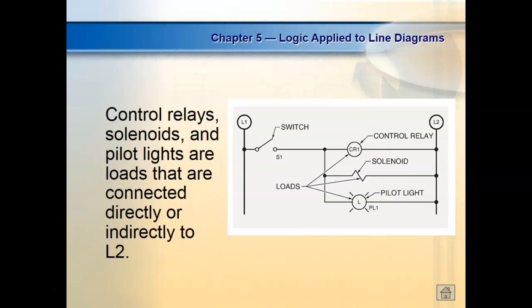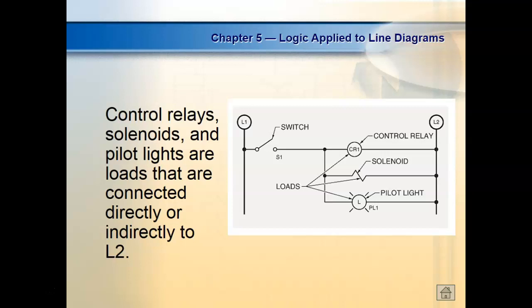Control relays, solenoids, pilot lights, load indicators, they will connect directly to L2, except in motor circuits. There is only one device that'll have something between the load and L2, and that is a motor starter. And what would be over there? The only thing allowed between the load and L2 is an overload contact for a motor starter, a magnetic motor starter. That's the only thing allowed. All of the loads connect directly to L2.